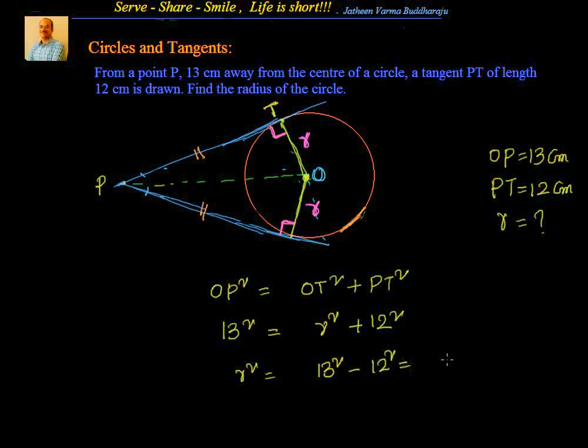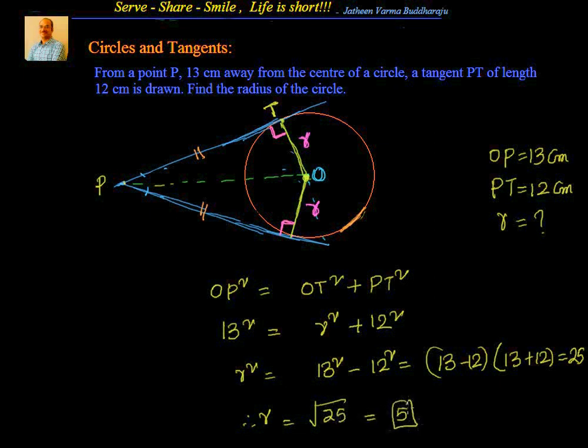I just use a little bit of algebraic identity: A square minus B square equals A minus B into A plus B. So I can write it as 13 minus 12 into 13 plus 12, which is equal to 25, which is 5 square. Therefore R equals square root of 25, that's equal to 5 because you cannot have negative values there. So R equals 5 centimeter.